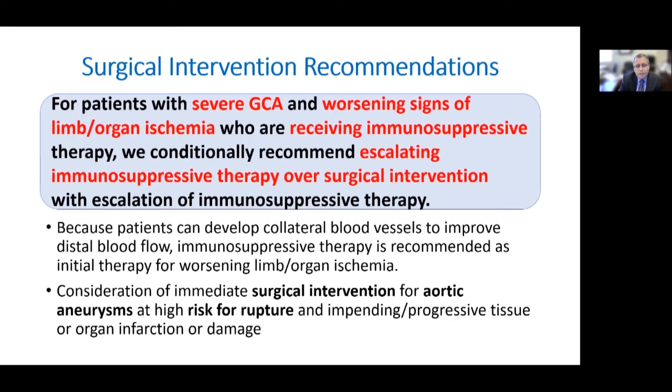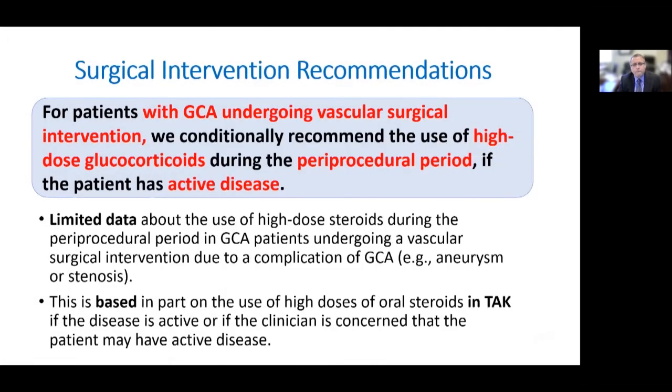We can consider immediate surgical intervention, however, if there are other manifestations. For instance, the aorta is so enlarged that it's at risk of rupture, and that is a dangerous, life-threatening condition. And in those cases, of course, we have to consider surgery.